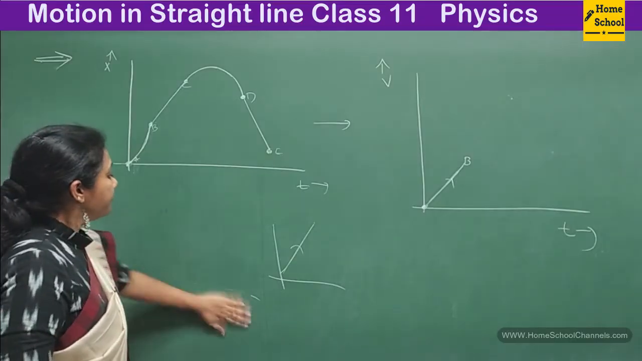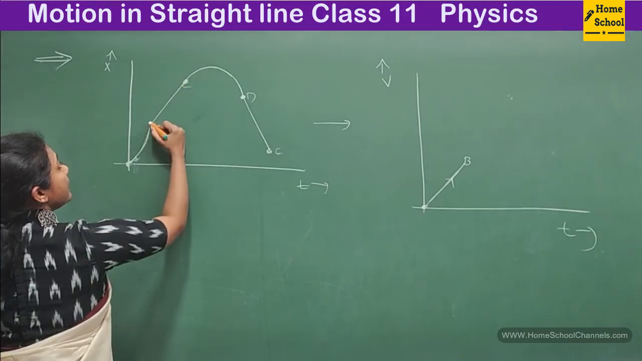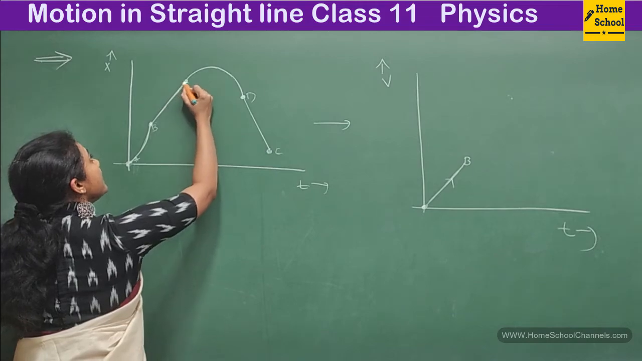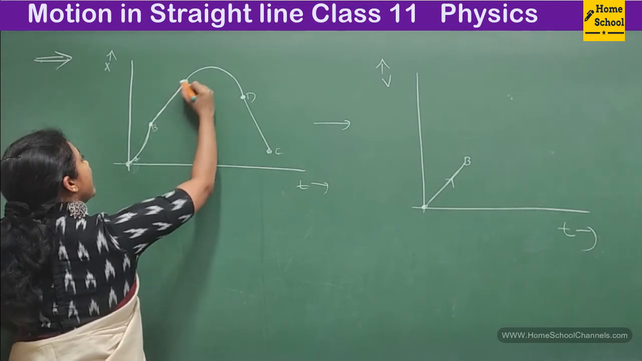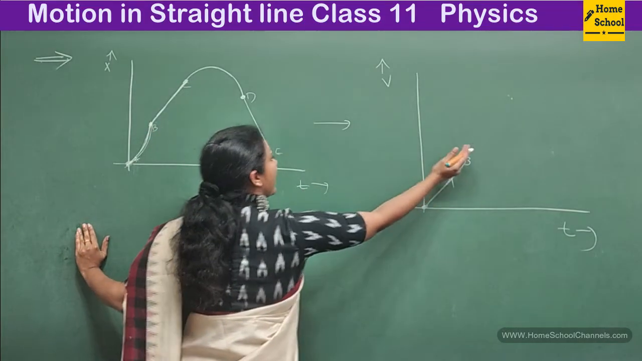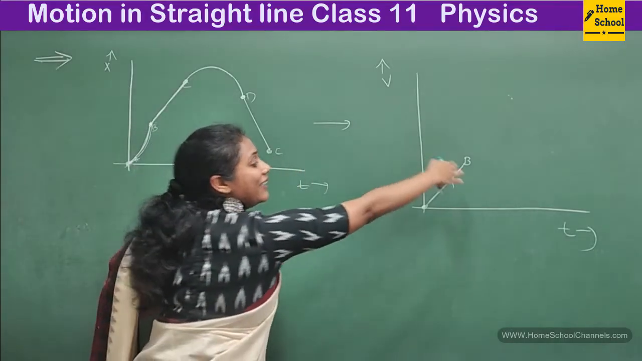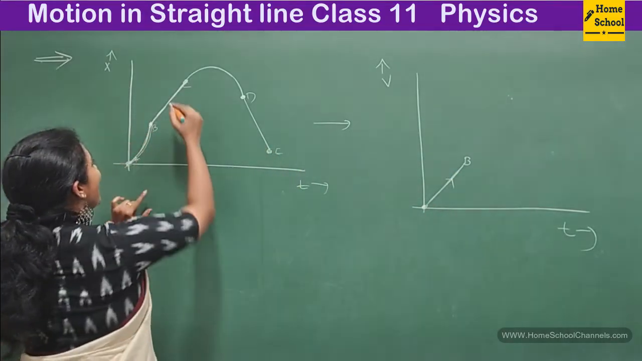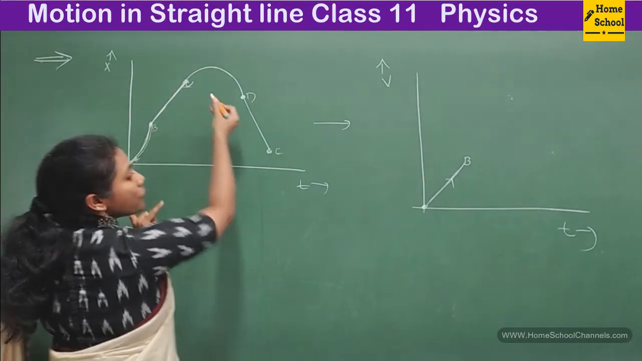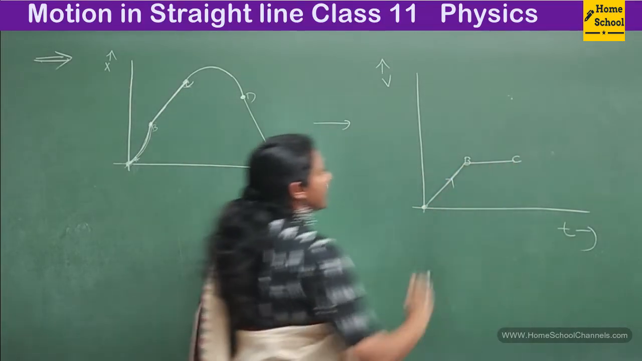Now from this point to this point, you observe, guys, it's a uniform velocity, right? It's a straight line. A curve converts into a straight line. If it is a uniform velocity, you will represent it as a line parallel to the t-axis, right? Because from B to C, you have a straight solid line. That means from B to C, you will have a parallel line. So this is from B to C.